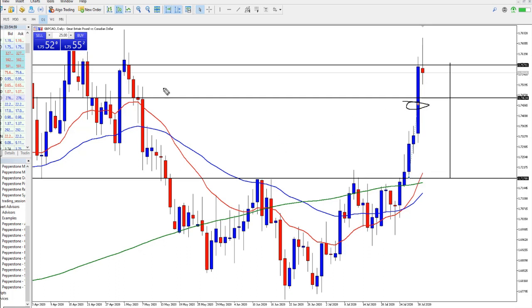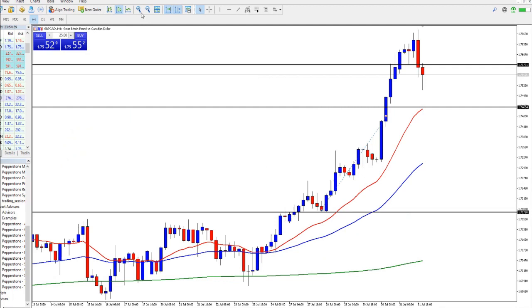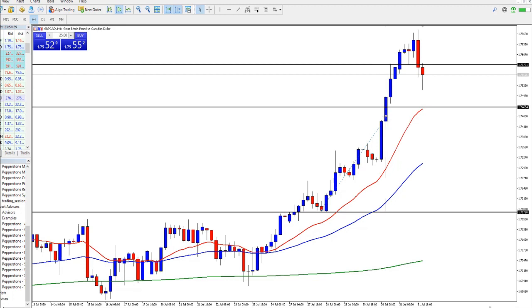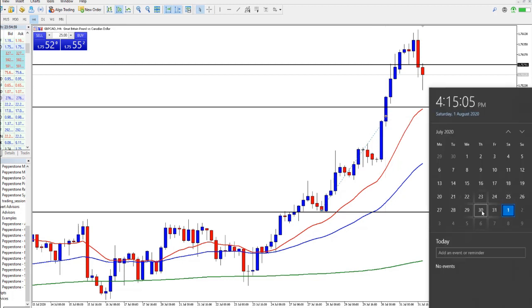Now, some people will say, well, you're an idiot, Tom. Why didn't you take the profit all the way at the top? So the reason I didn't do that is because of the day that we actually ended up getting out of the trade. So have a look over here and have a look at the day that we got out. So in this case, it was the 30th of July. So if we have a look here, the 30th of July was Thursday.